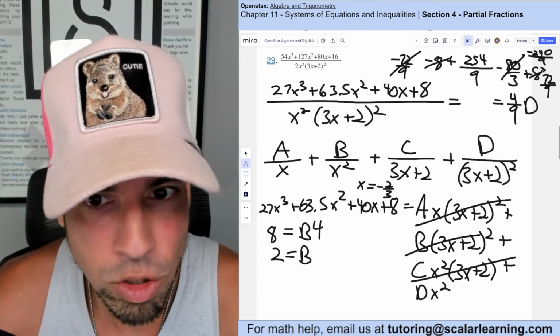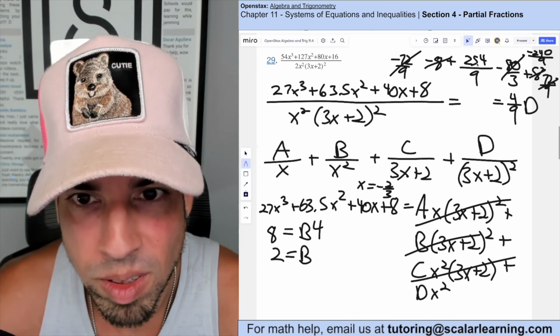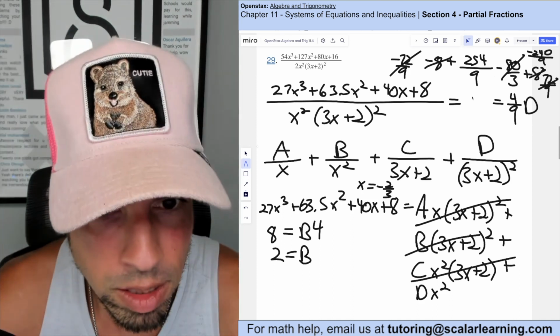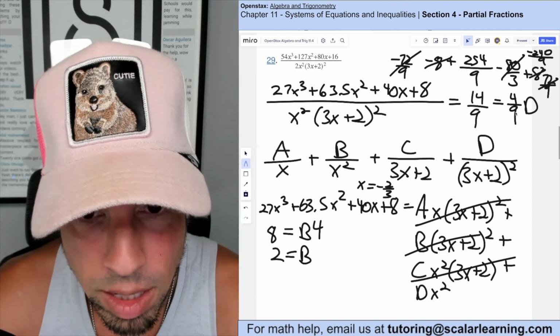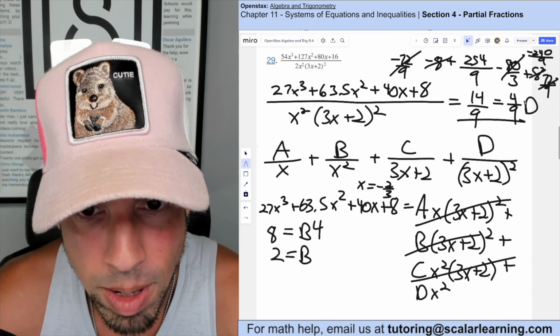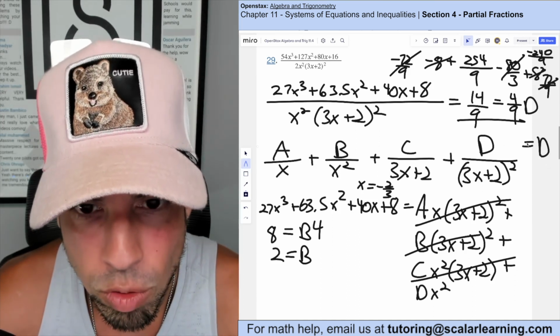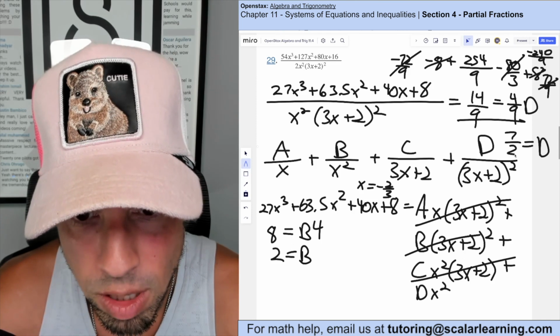All right, obviously these are going to cancel, right? And then negative 240 plus 254 is positive 14 over 9. Since the 9s are common denominators on the left and right hand side, we can cancel them out, divide both sides by 4, and D is equal to 14 over 4, which reduces to 7 over 2.